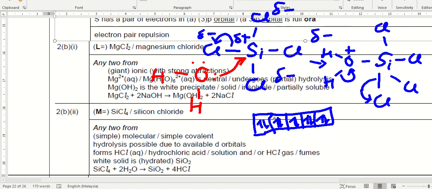So then of course this initially will give you silicon oxide and also HCl, right? But the reason why this can occur is because silicon has empty, available 3d orbitals. That is why this is accepted as one of the answers as explanation.